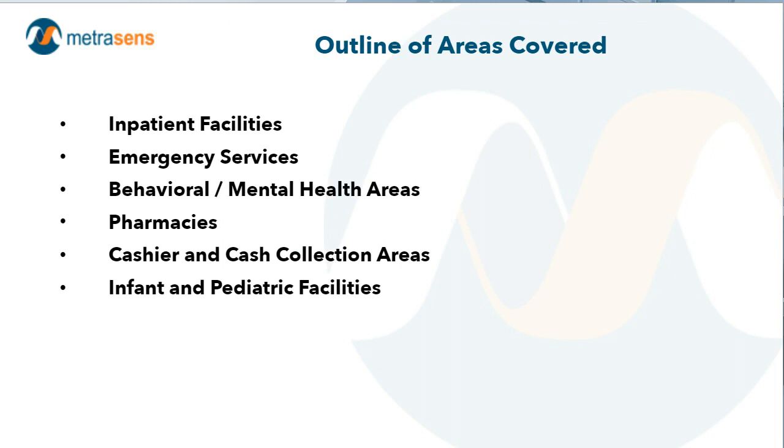The outline of some other areas covered include inpatient facilities, emergency services, behavioral and mental health areas, pharmacies, cashier and cash collection areas, infant and pediatric facilities. And what I always tell people is, when you get your hands on the latest version, make a copy of or print off a copy from the digital version of, for example, the emergency services department. Send it to the nursing leadership over the emergency department and the medical director over the emergency department.